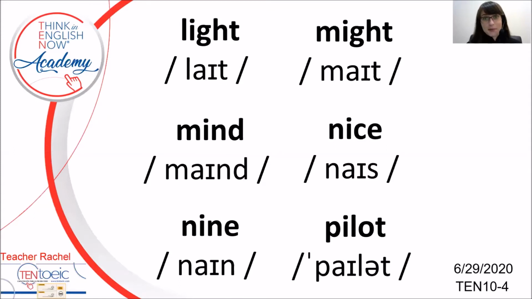Nine. This is a number, like 8, 9, 10. So that's a number. And the last one, pilot. This is a noun, and it is a job that a person has. So a pilot is someone who flies an airplane or a helicopter, anything that goes in the air. That is a pilot. So the person who flies the plane.